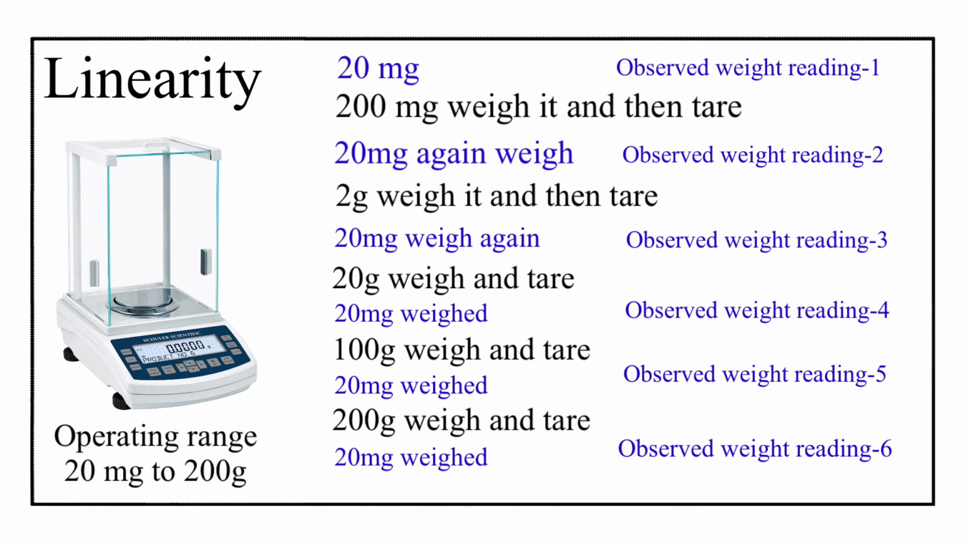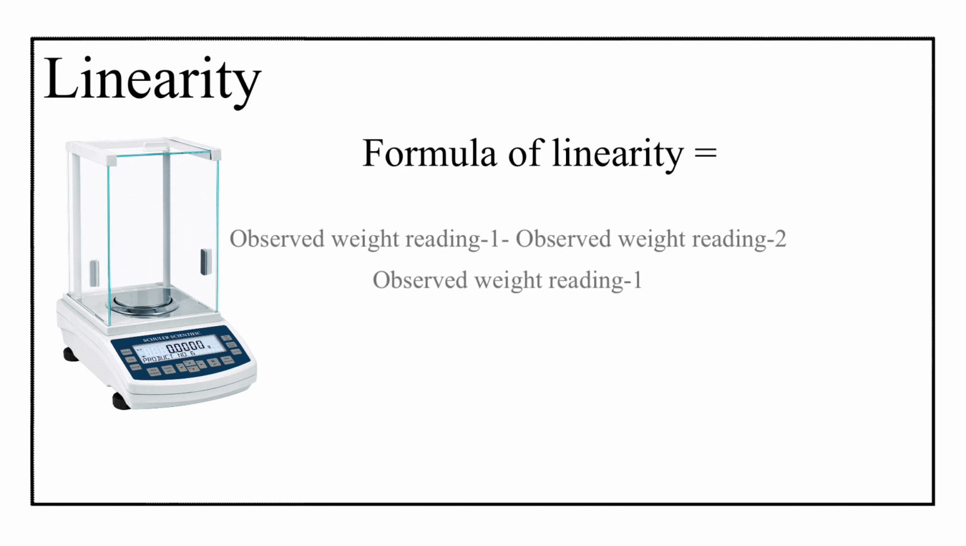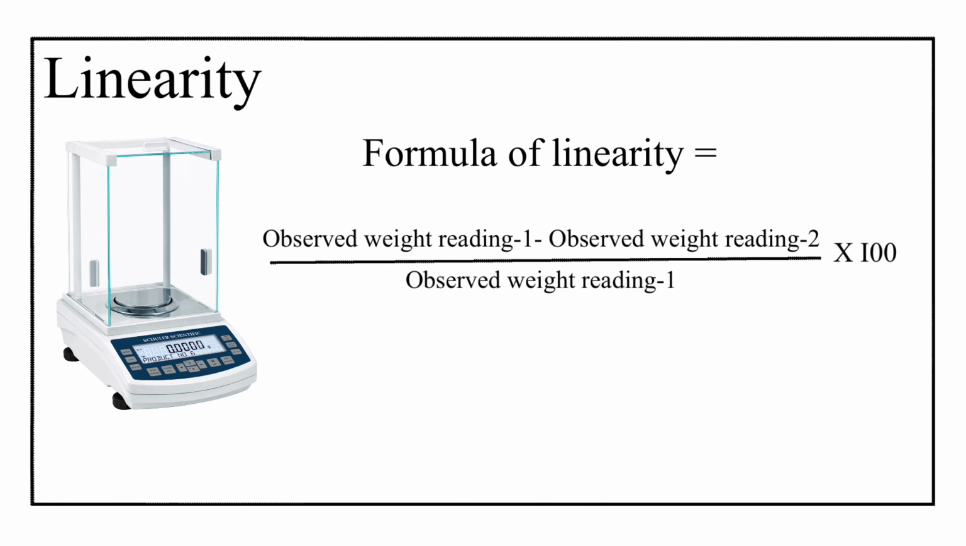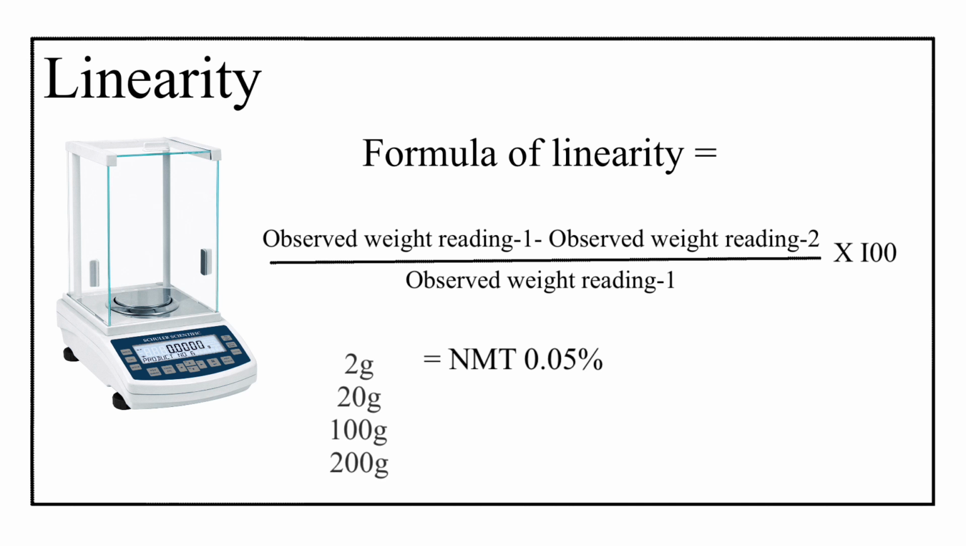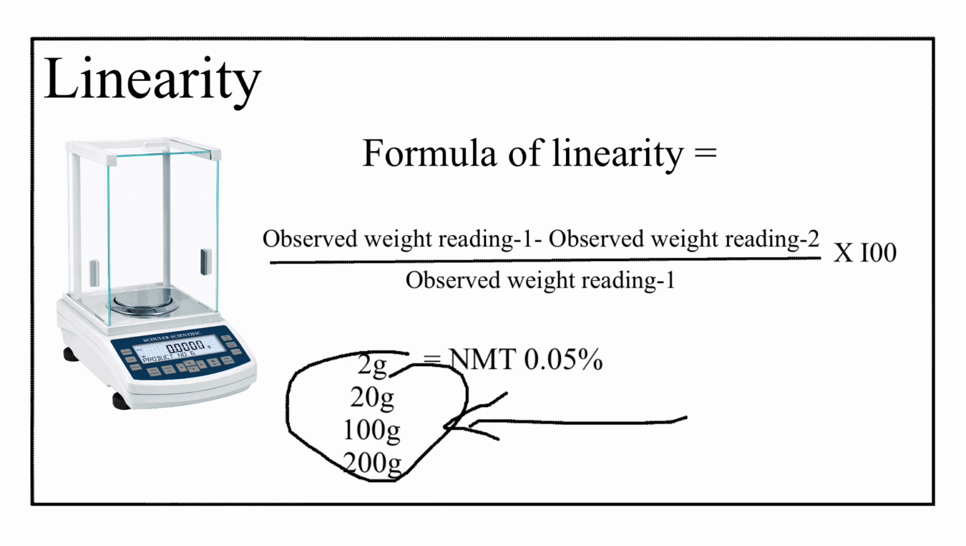Now let us see how to calculate the linearity with the help of this formula. The formula for linearity is observed weight reading 1 minus observed weight reading 2 divided by observed weight reading 1 into 100. The obtained value should not be more than 0.05%. In the same way, you have to calculate the linearity for these 4 observed weights.